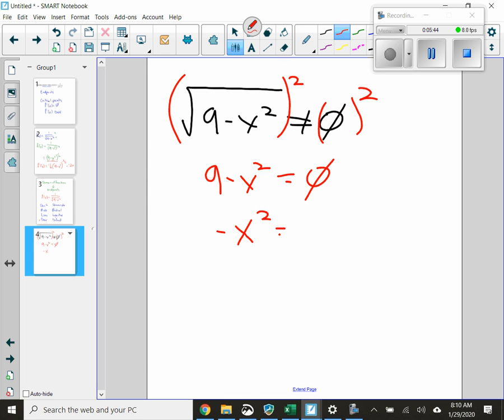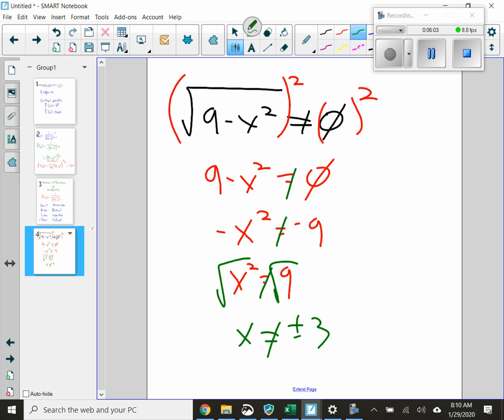X squared equals negative 9. I multiply both sides by negative 1. I get x squared equals 9. And then I take the square root of both sides of that, and I get x. This should be cannot equal. x cannot equal plus or minus 3.